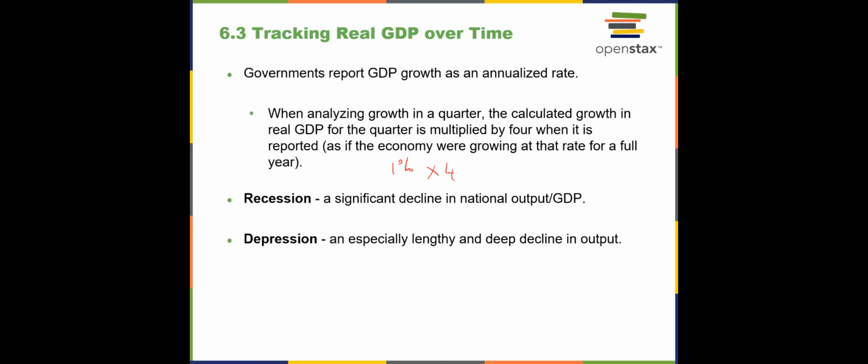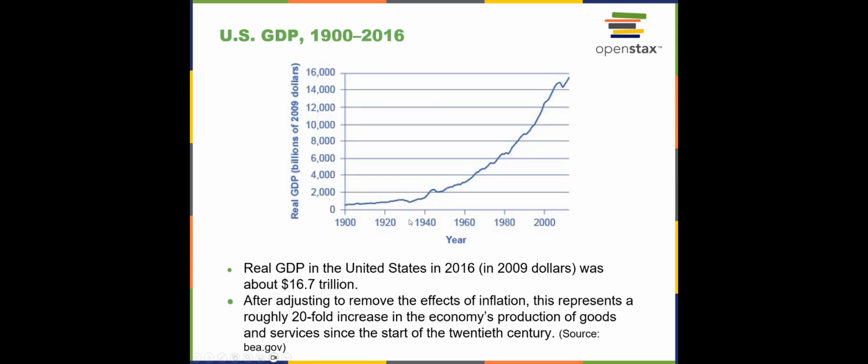And we have two terms that you need to know: recession, a significant decline in national output or GDP; depression, an especially lengthy and deep decline in output. Here you can see the real GDP and how it changed over the years. Real GDP in the United States in 2016 was about 16.7 trillion. After adjusting to remove the effects of inflation, this represents a roughly 20-fold increase in the economy's production of goods and services since the start of the 20th century.